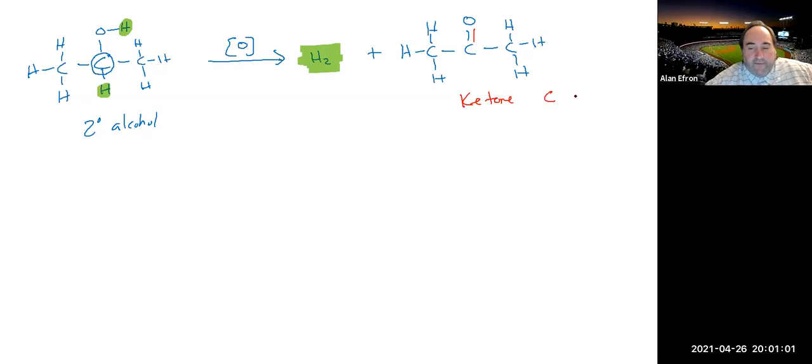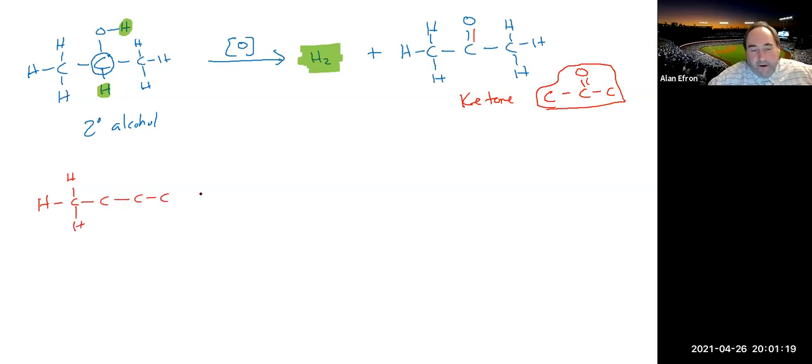The functional group of a ketone is carbon, carbon, carbon with a double bonded oxygen in the middle. That's the functional group, and that's what we got here. Again, doesn't matter if it is, you know, a ton of carbons involved.